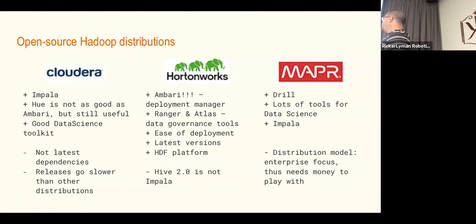And they have one of the coolest data science toolkits. The problem with it is that their dependencies always suck.